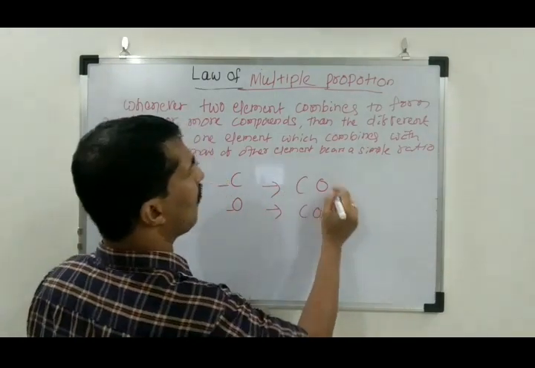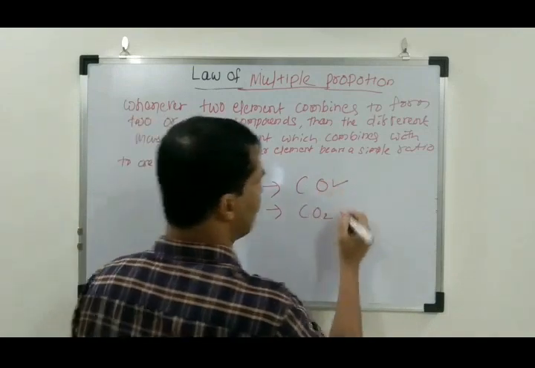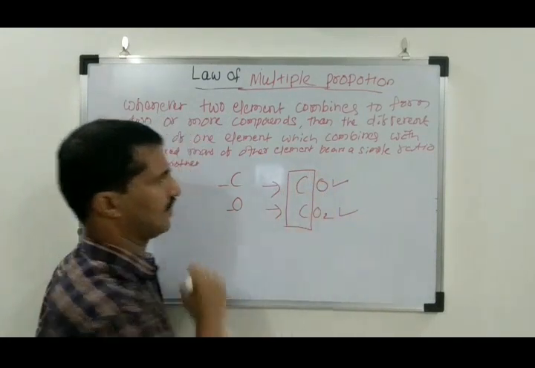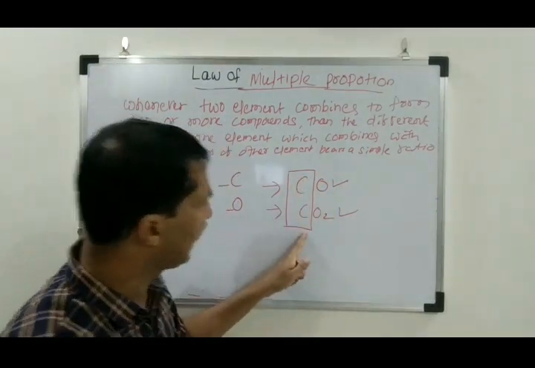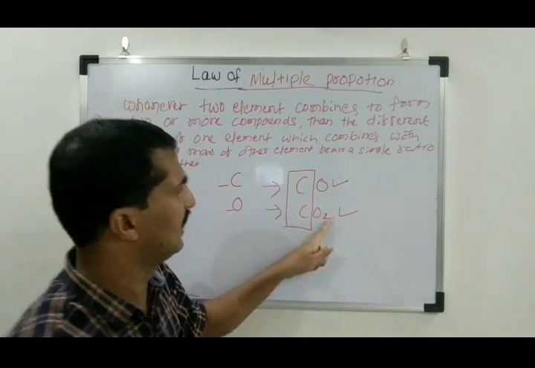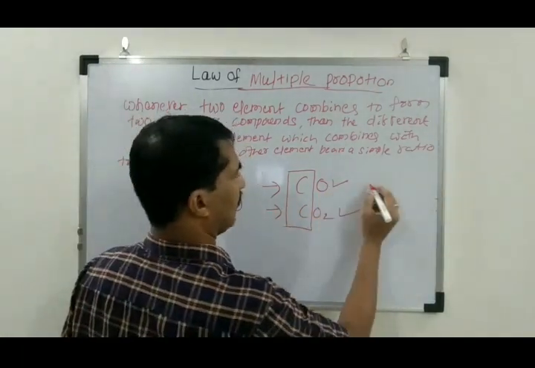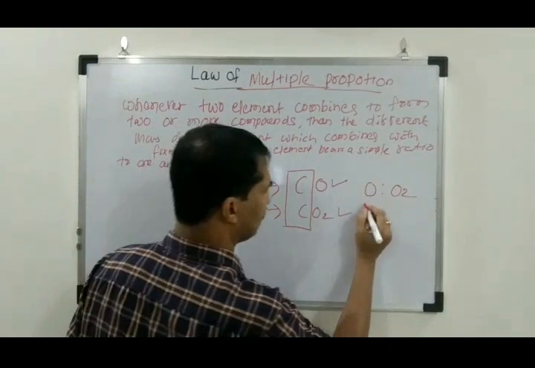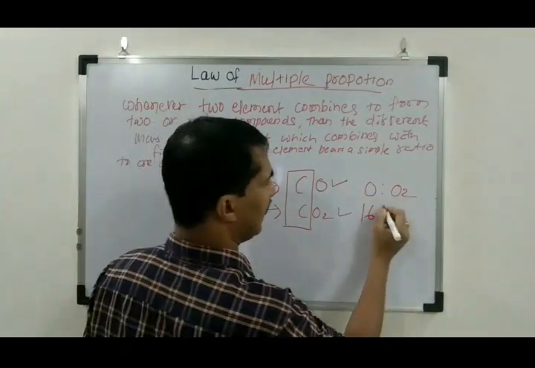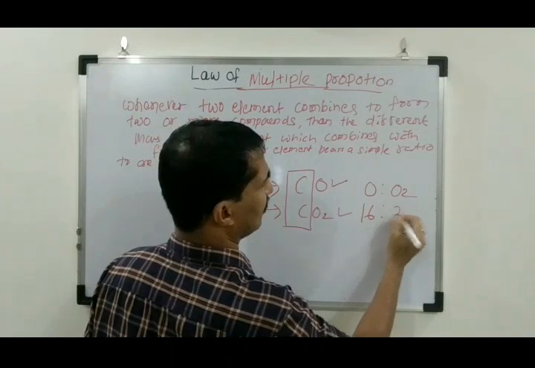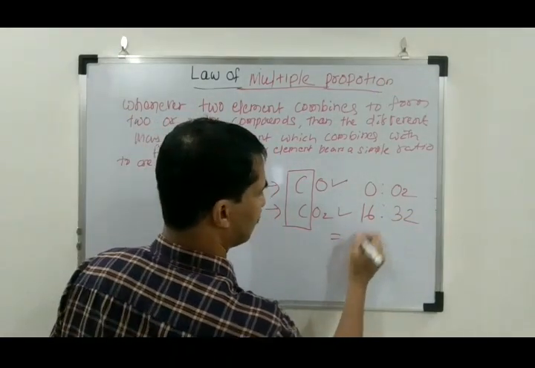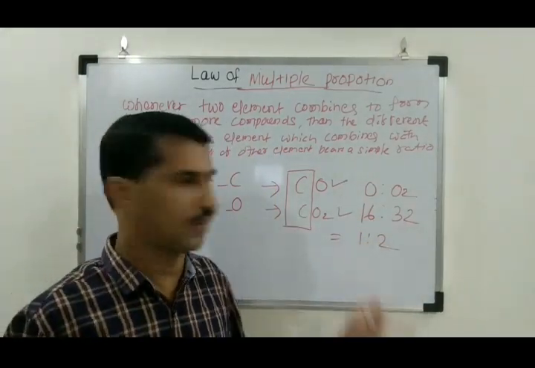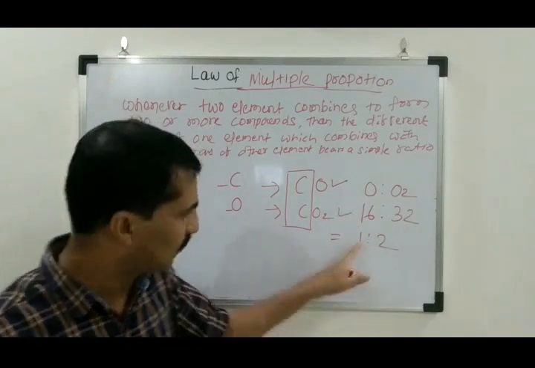The different mass here is oxygen, 1 in one case and 2 in the other. The fixed mass here is carbon. If we fix the mass of carbon, then the different mass is oxygen. If you take the ratio of O to O2, the atomic mass of O is 16, and with 2 oxygen atoms it is 2 into 16, 32. If I simplify it, I get 1:2. This is what the law of multiple proportions tells, that it bears a simple ratio. So 1:2 is a simple ratio, correct?